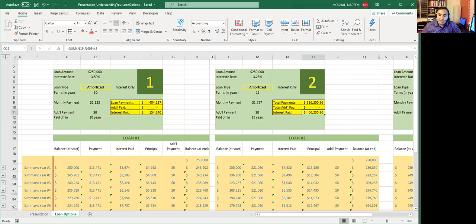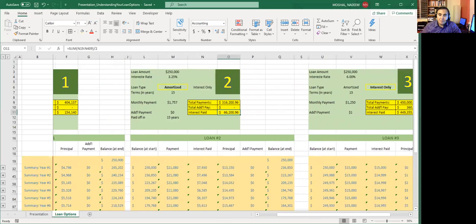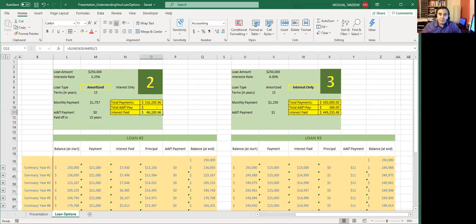Let's now compare these options with the third option, where we are paying interest only. So again, let's take a look at the scenario where it's $250,000 at a higher interest rate of 6%, and we are paying interest only. So this amortized line, you can just ignore. The monthly payments would be $1,250.